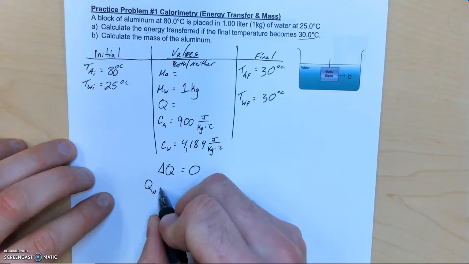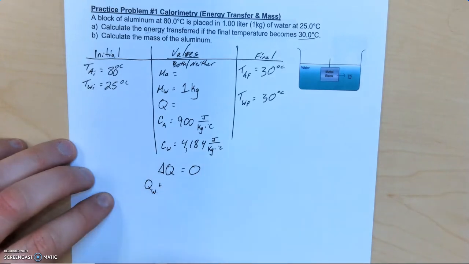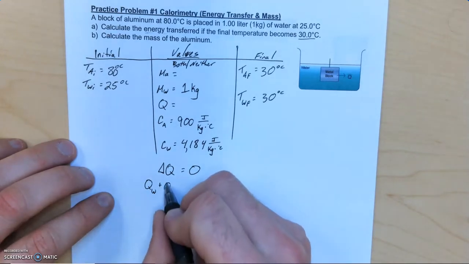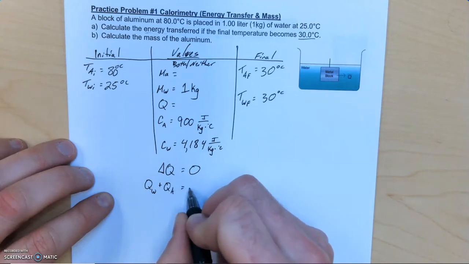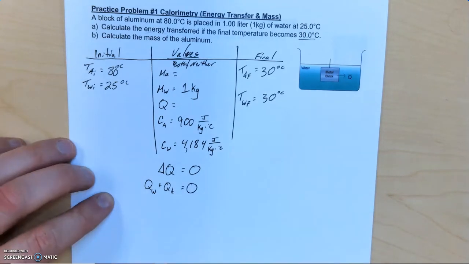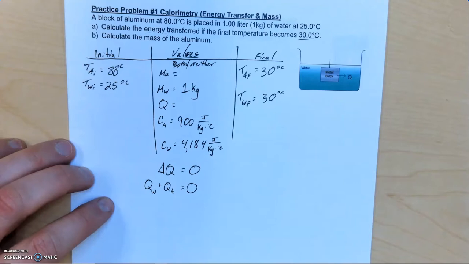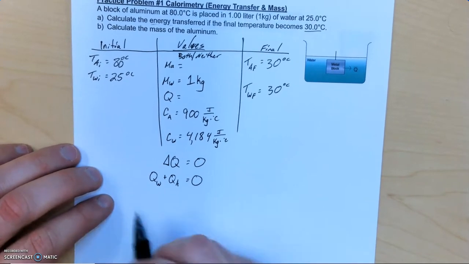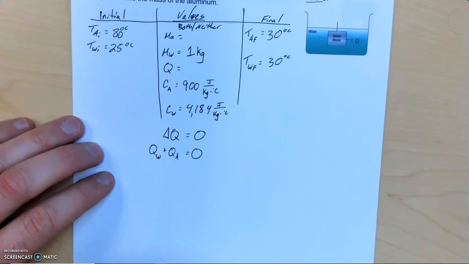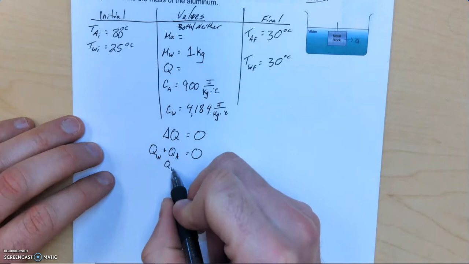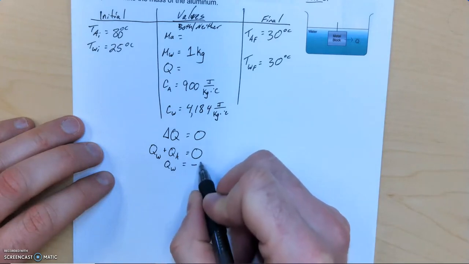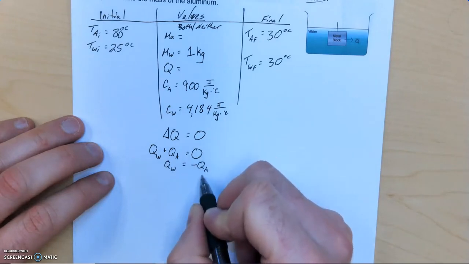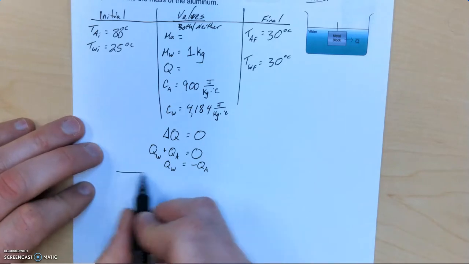So all the heat is going to go somewhere, which means that the change of the water energy is going to be added to the change of the aluminum energy, and that should equal 0, assuming that we don't lose any heat to the air. So we're just going to assume that. Let's try to figure out what the energy transfer of the water is. So we'll move the Q of aluminum to the other side, and we'll start with that.